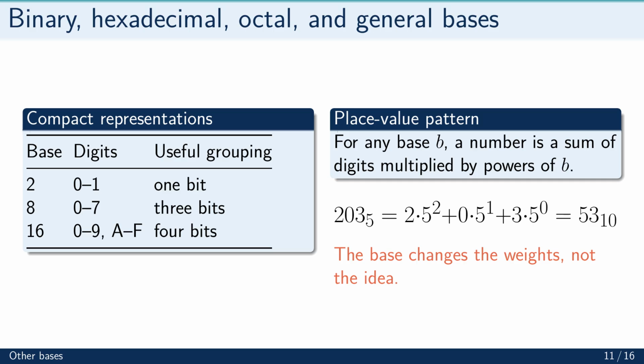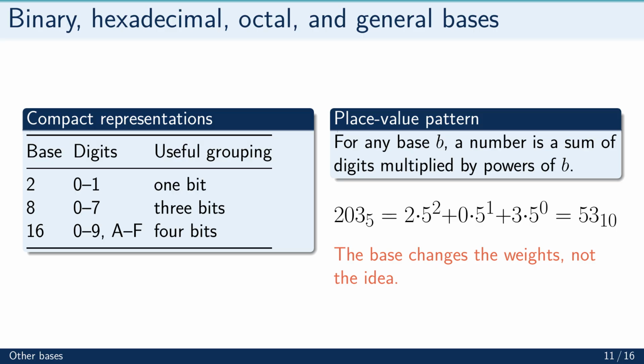Octal is useful because each octal digit corresponds to 3 binary bits, while hexadecimal digits correspond to 4. The slide also shows a number in base 5 to emphasize that the same place value idea works for any base. The symbols and weights change, but the reasoning remains the same. When you encounter an unfamiliar base, identify its digits, write the place values, and evaluate the weighted sum.